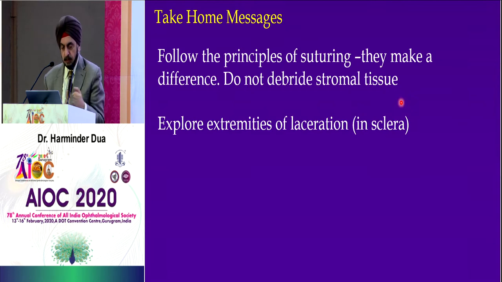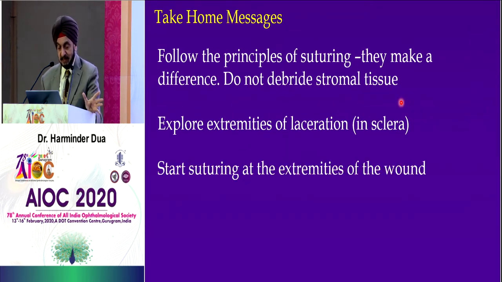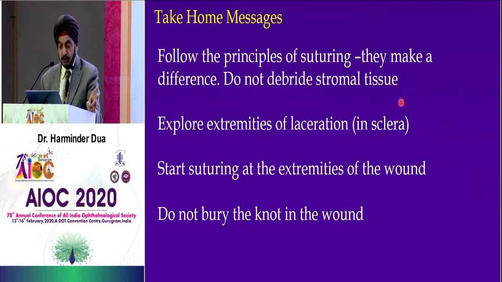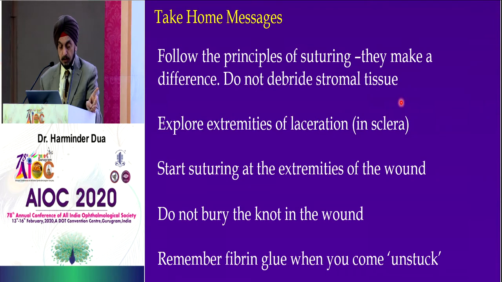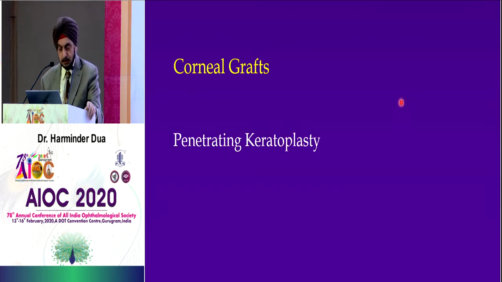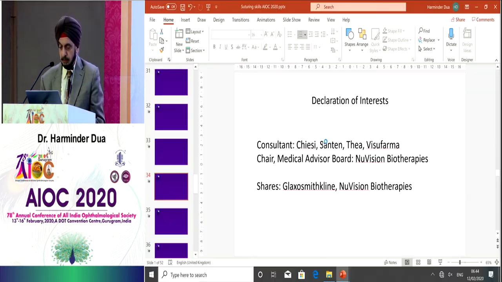So that's important. Explore the extremities in the sclera, very important. Start suturing at the extremities and move centrally. Do not bury the knot in the wound. And remember glue if you come unstuck, if there's a leak despite your sutures. I'm not going to talk about corneal grafts here because we're talking only about lacerations, and the principles of corneal graft suturing are very similar to what I've mentioned. And at this point, I will stop.